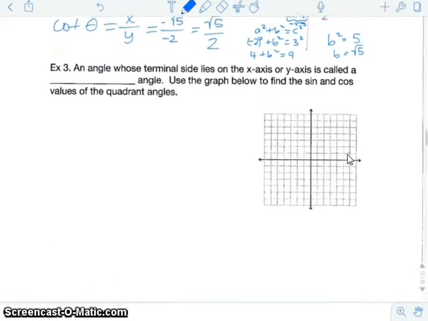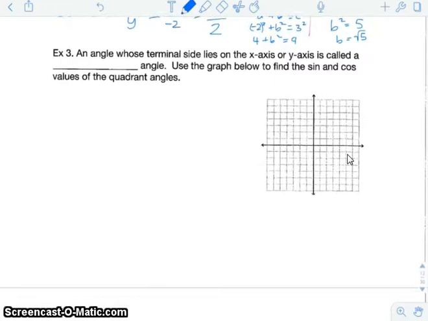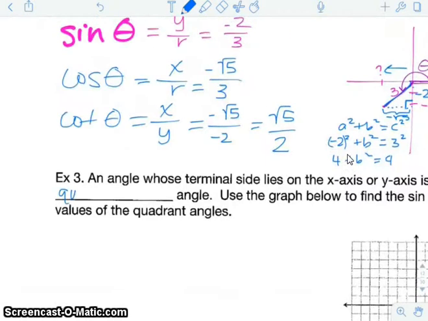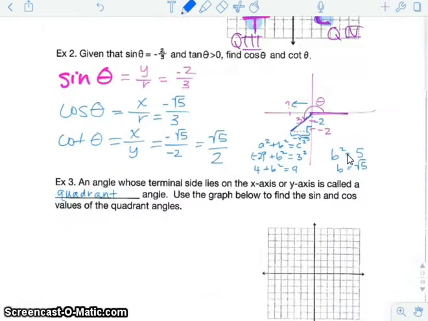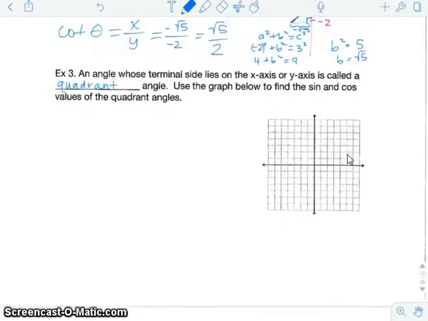An angle whose terminal side lines up with the x-axis or the y-axis is called a quadrant angle. So remember, the graph is cut into 4 quadrants. An angle that doesn't lie in any quadrant but on an axis is called a quadrant angle. So we would look at this first angle here, which is 0 degrees and 0 theta. This angle right here would be 90 degrees, and the same thing as pi over 2.